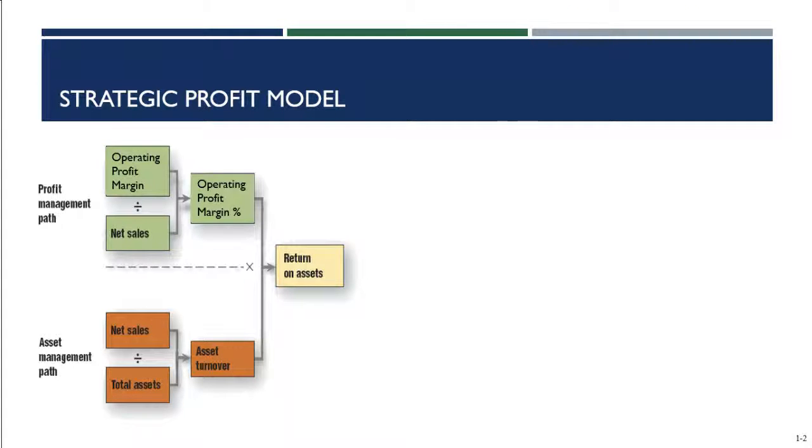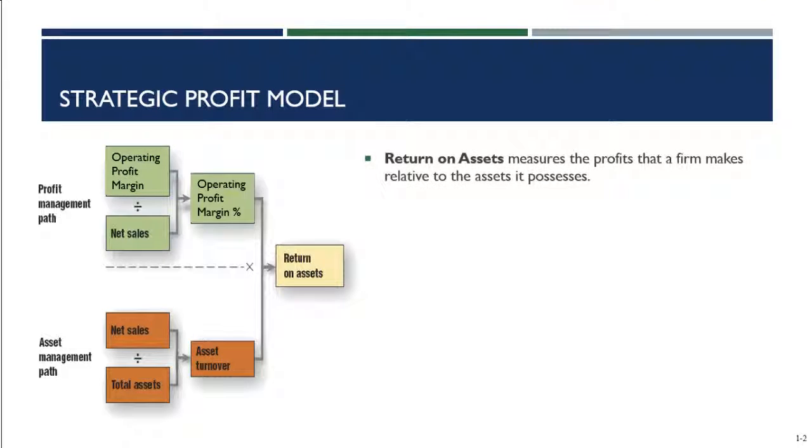The appropriate measure for success for retailers, like we talked about in the introduction lecture, is not necessarily profit, but return on assets, because we really want to measure the profit that the firm makes relative to the assets it possesses. And so we're going to talk about how to do that through the strategic profit model. That's the goal of the strategic profit model: it gets us to that ROA number.